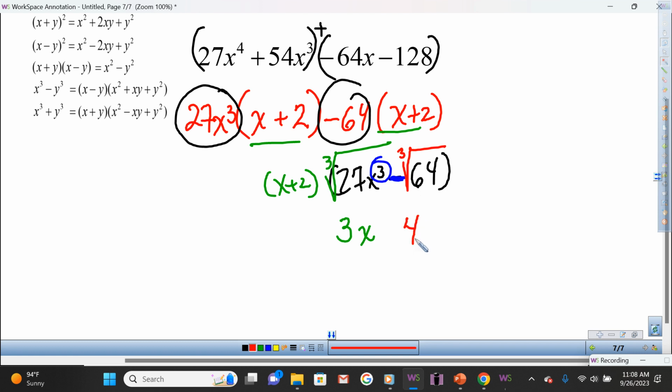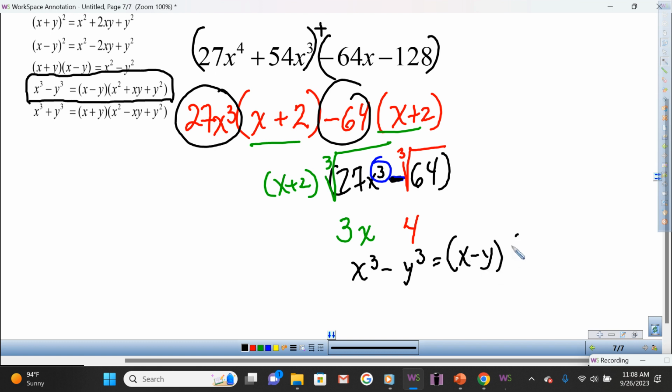All right, here we go. 4. There it is. So, yes, that means that we have a difference of cubes. Now that we found our x and our y, which one does this look like? Cube, cube, and a negative? It would be that one. So I'm going to write it underneath. X cubed minus y cubed equals parentheses x minus y times x squared plus xy plus y squared.